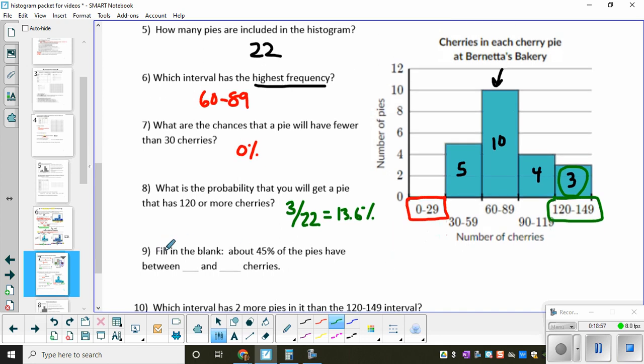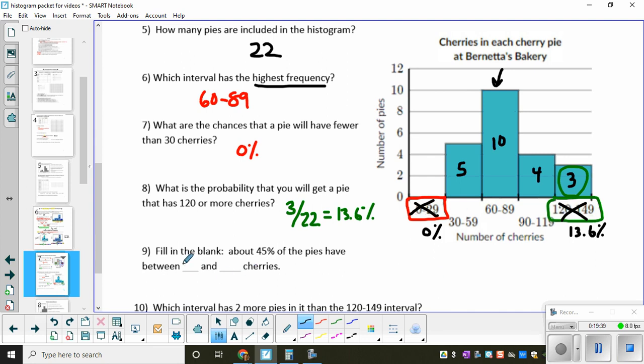All right. Now for this one, for the fill in the blank, it says about 45% of the pies have between blank and blank cherries. So 45%. Now, one thing I want to point out is that we already figured out this interval. We already know this interval is 0% because there's no height. We already know that this interval was 13.6% because we did the 3 divided by the 22. So we know it's not going to be between 0 and 29. We're not going to put a 0 and 29 here. We're not going to put a 120 and 149 because that's a 13.6% chance. So basically we have this, this, and this. These are the options for the fill in the blank.